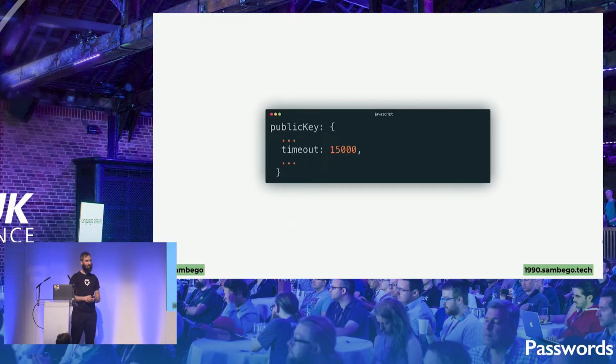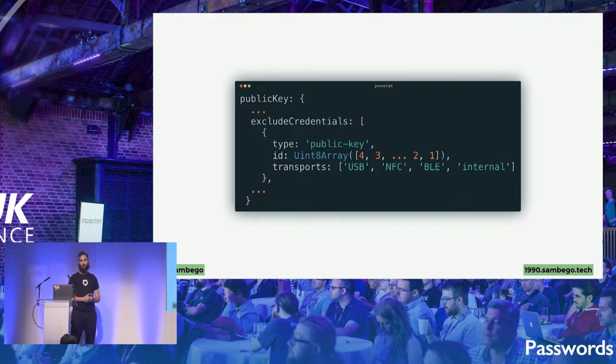You can tell how much time the user has in milliseconds, so 15 seconds in this scenario for the user to touch their authenticated device, do whatever they need to do, and send back the credentials. And you can exclude some credentials. If, for example, you know that one of your credentials, your authenticated devices, has been lost. I lost my YubiKey here on stage, for example. I can put them on a blacklist, and I can exclude them so they won't be able to be used by somebody else in the future.